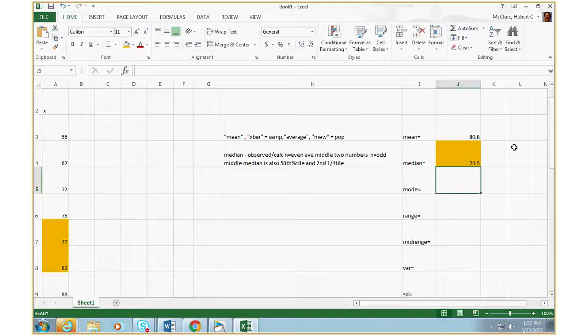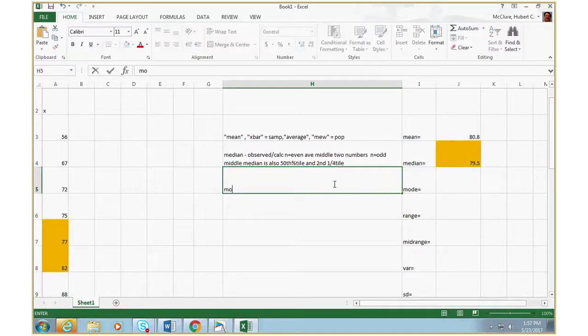All right? Mode. Mode equals most. M-O. It shows up the most. Can you have more than one mode? Yes. You can have 2 modes. You can have 3 modes. You can have 5 modes. It depends on how many. Is the mode very important? No, not very. And it's also observed. It is not calculated.